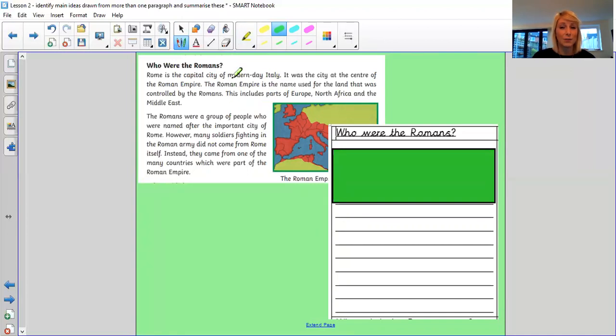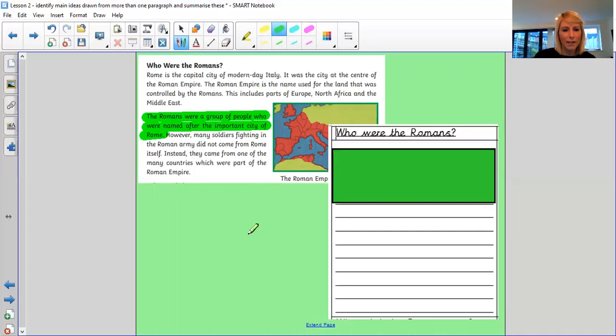We haven't yet found out who the Romans were. So let's read on and see if we've got some information we can include in our summary. The Romans were a group of people who were named after the important city of Rome. Right, now that sentence really does answer the question, doesn't it? So I'm going to highlight that on the text. Again, use a gel pen or colour pencil, whatever you've got to identify on the text the key points.